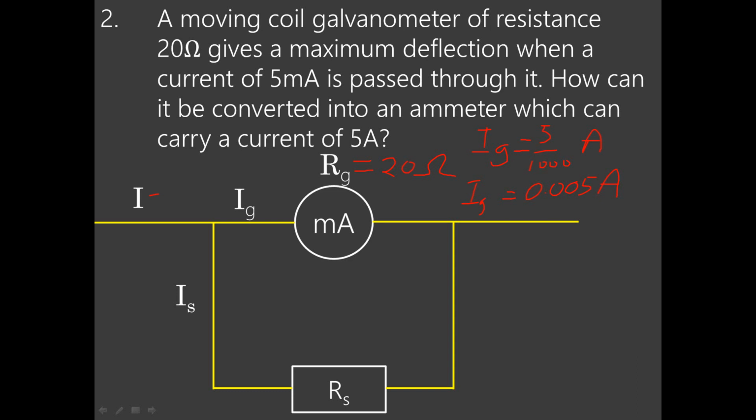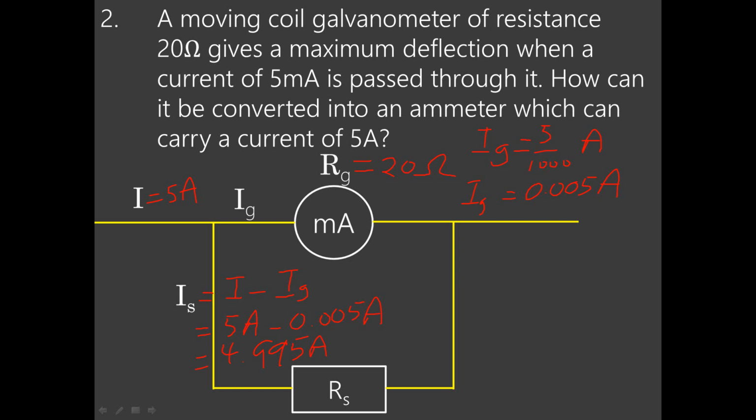So, the current they want us to measure is that of 5 amperes. So, what are you supposed to do? First, get Is. Is is equal to I minus Ig, which is going to be, what is our I? Our I is 5 amperes minus Ig, which is 0.005 amperes. And what does your calculator give you? Please, in your calculations, don't always do calculations on the diagram. Just try to do this so that you can see. 5 minus 0.005. So we have 4.995 amperes. Okay.